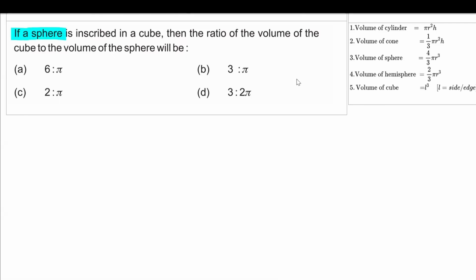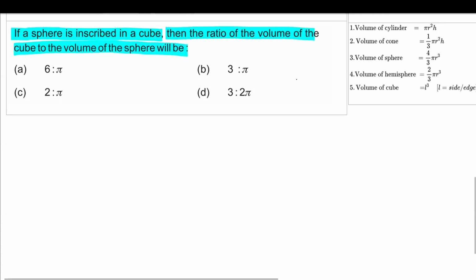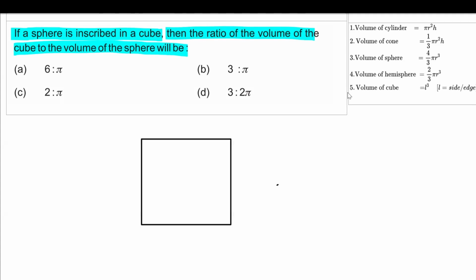The question says, if a sphere is inscribed in a cube, then find the ratio of the volume of the cube to the volume of the sphere. So let's say I draw a cube first, and then inside a sphere, such that it touches the boundary, right? So a sphere is inscribed in a cube.